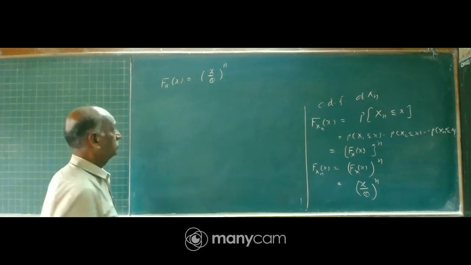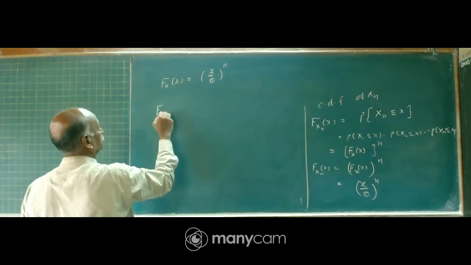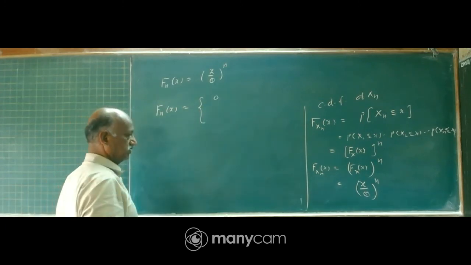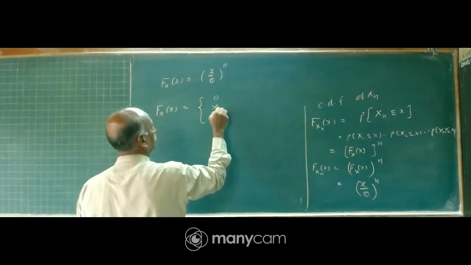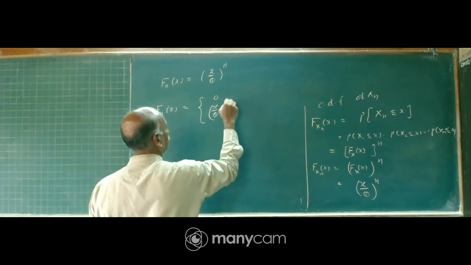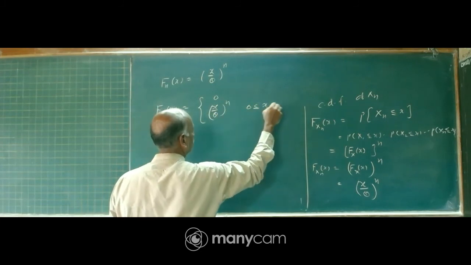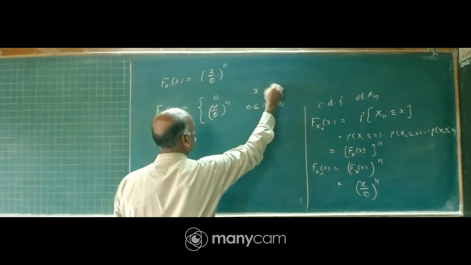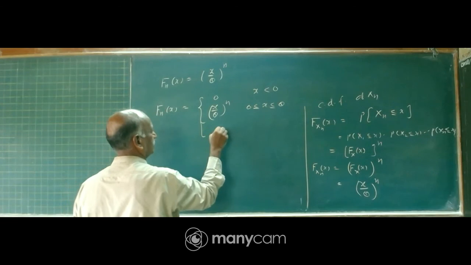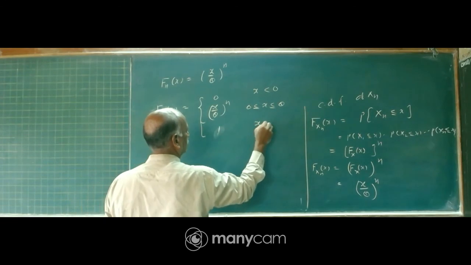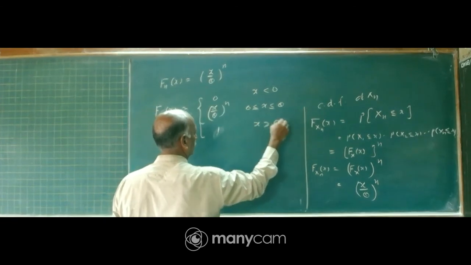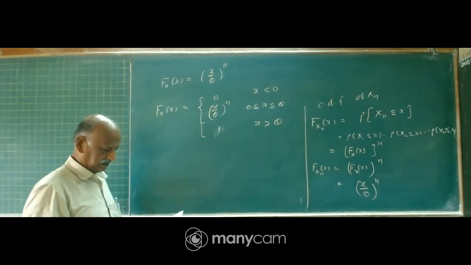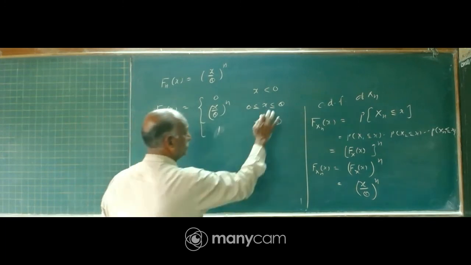So we can write it like this. F_n(x) is equal to 0 for x less than or equal to 0, x divided by theta raised to n for x between 0 and theta, and 1 for x greater than theta.